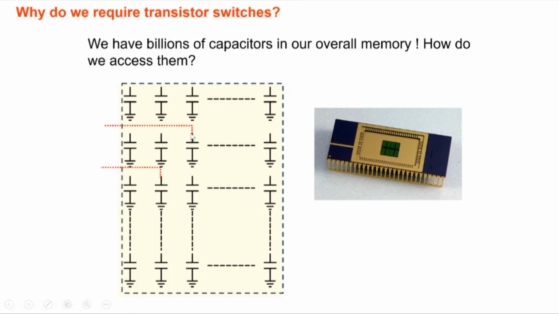The problem is also, how do you program a particular capacitor? How do you select a capacitor and put in a certain amount of charge into it, thereby storing a 1? Or if 1 is stored on a certain capacitor, how do you access that particular capacitor and discharge it so that a 0 is stored here? How do we do that?